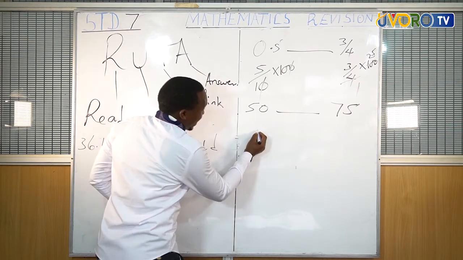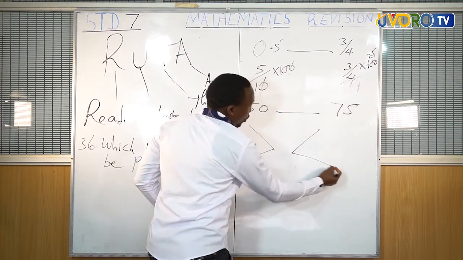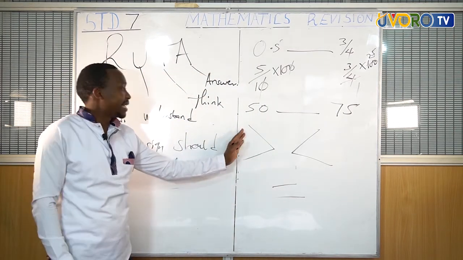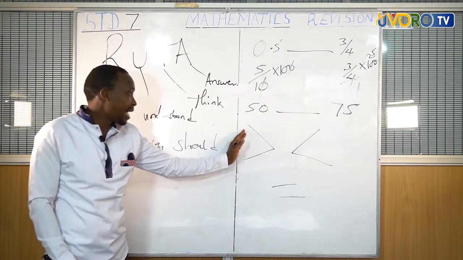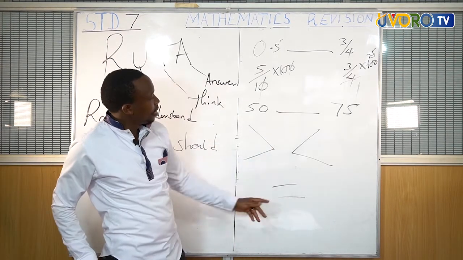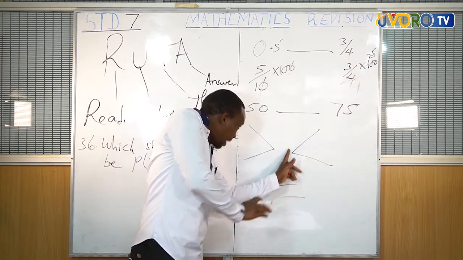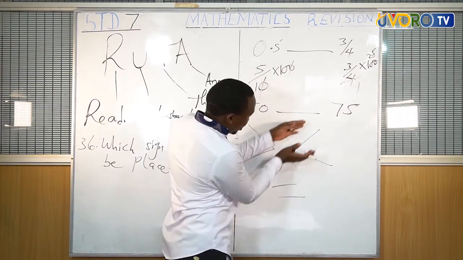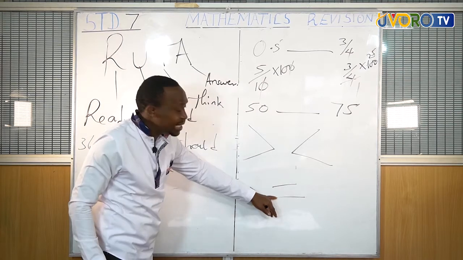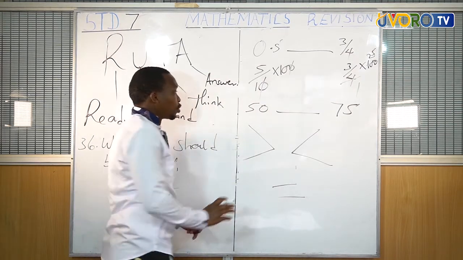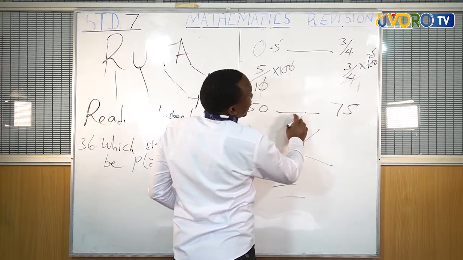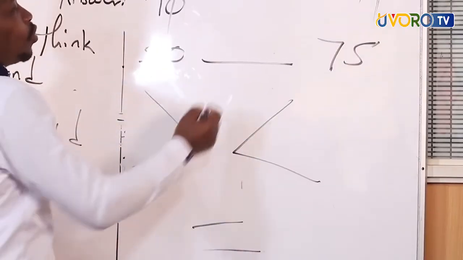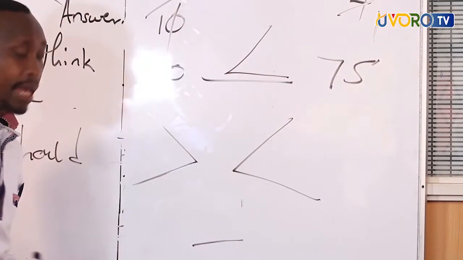So which sign am I supposed to put there? This one means greater than. The number on this side is greater than the one put here. This sign shows that the number in front is less than. Okay, the other one is the equal sign. It means the same. So, 50 is greater than 75 or less than 75? It is less than. So, you put the less than sign.